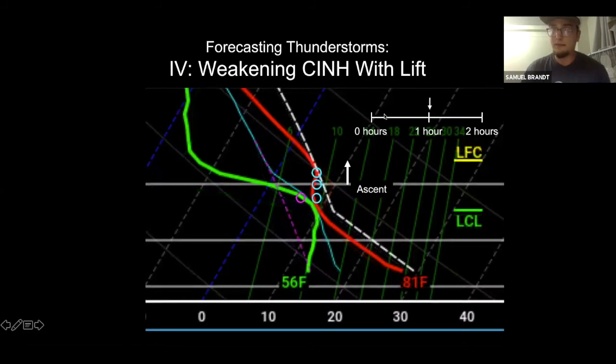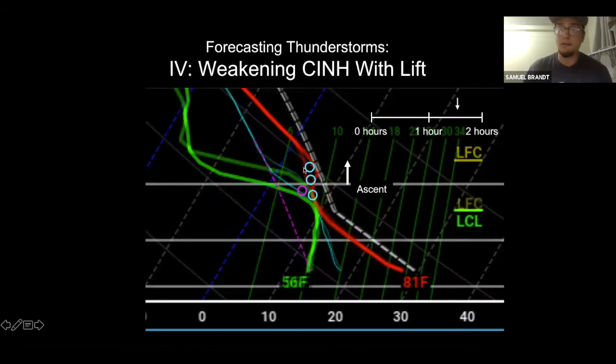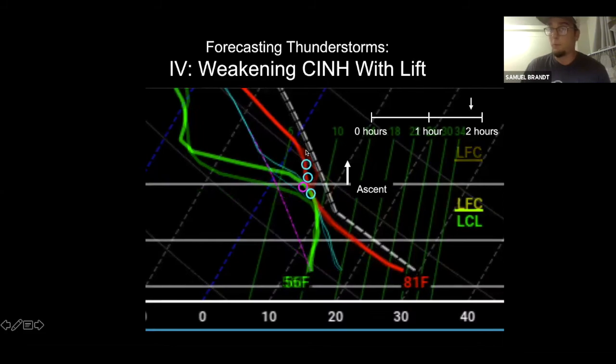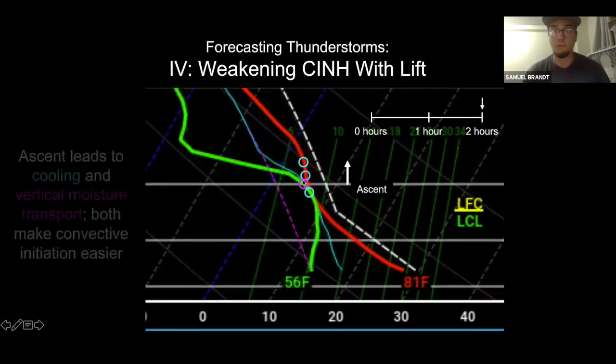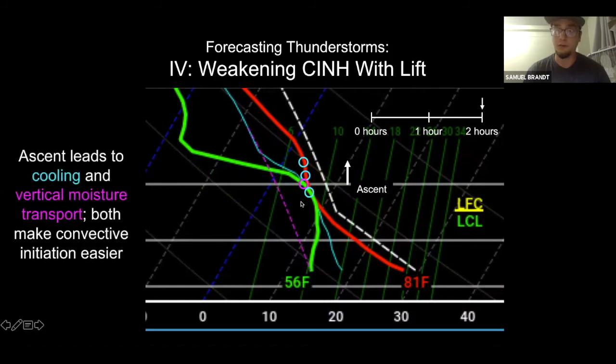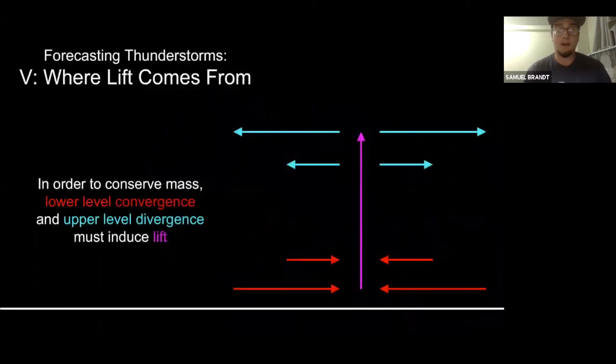And an interesting thing begins to happen over the course of 2 hours as it lifts up. You can see it cools enough that the CIN actually goes away. And another consequence, if you were following that magenta circle, you can see that the moisture actually got lifted up as well. And both these processes, the cooling of the air in the layer of CIN and the vertical transport of moisture, both make convective initiation easier. So you may be wondering, well, what's this lift you're talking about? You've been being very vague about it. And now we're going to talk about what this lift is and where it comes from.